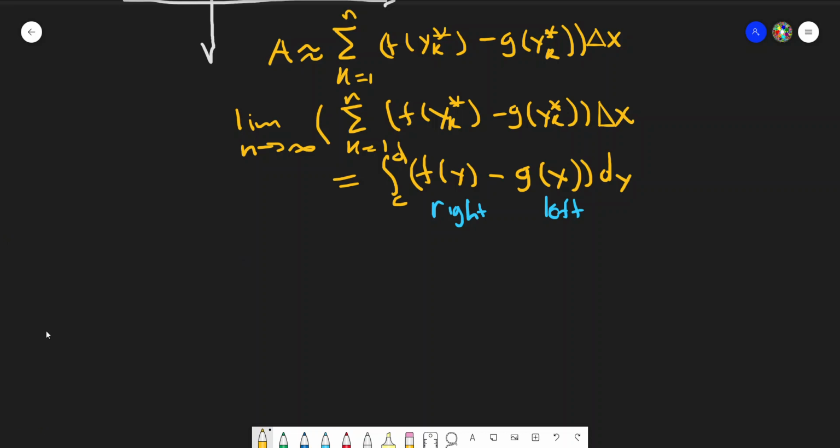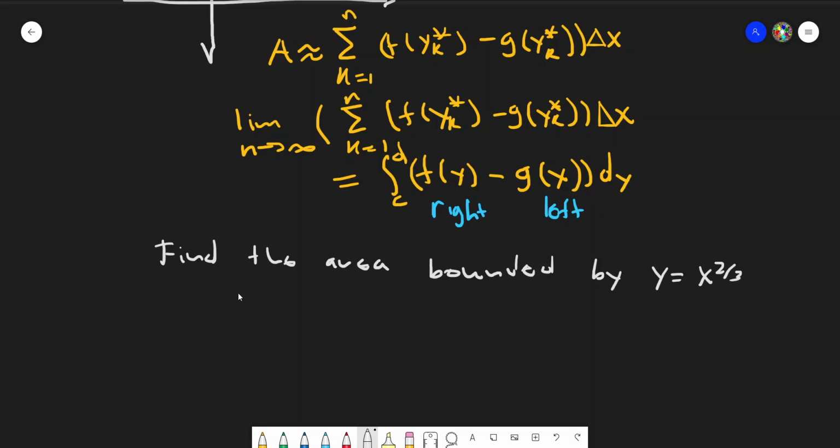Now, let's say that we want to find the area bounded by y equals x to the 2/3, and we'll also include y equals x minus 4. And I'm just going to put y equals 0. Really, I should put x equals 0 as well, but we're going to see that if the region is bounded by all these curves, it should work out.